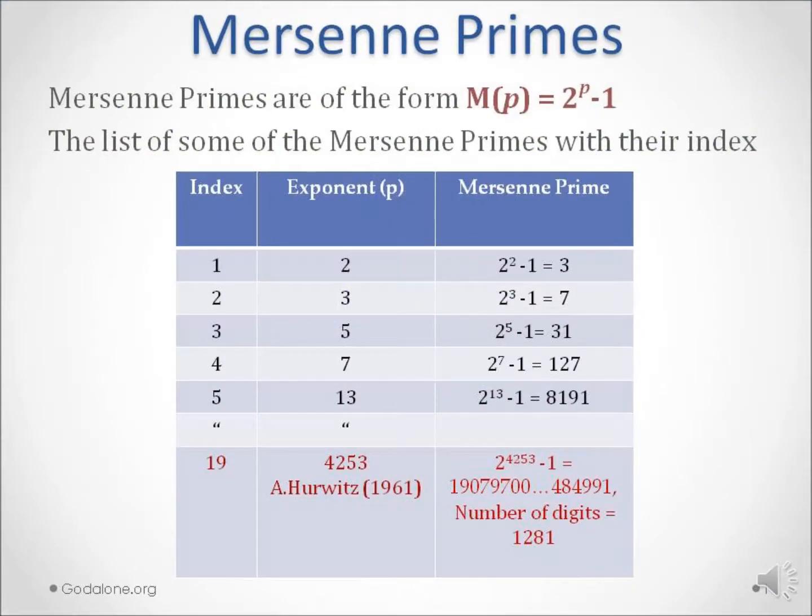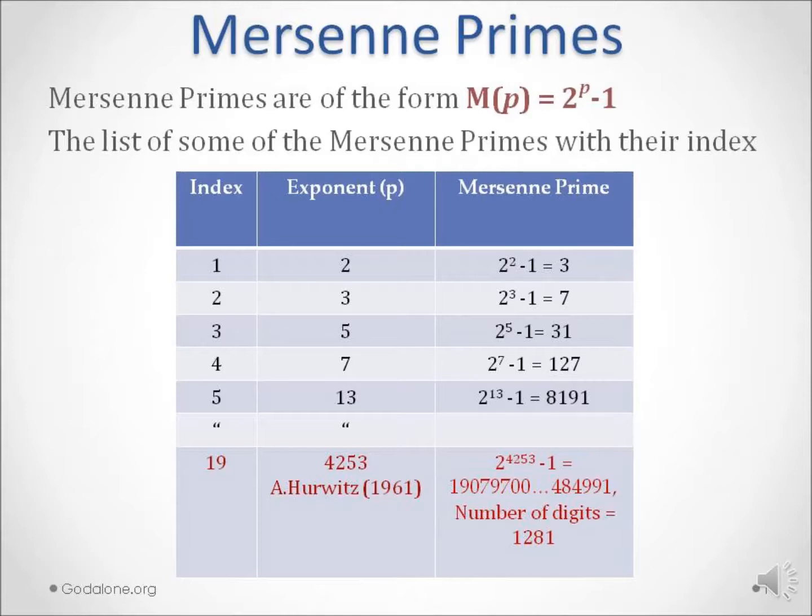Okay, so what is a Mersenne prime? A Mersenne prime is that if you raise 2 to the power of p, which is a prime number, and then subtract 1 from the resulting number, then that number is a prime number. So I've listed some of them in here, and as you see, for the 19th one, the exponent p is 4253, and this was discovered in 1961 by Hurwitz.